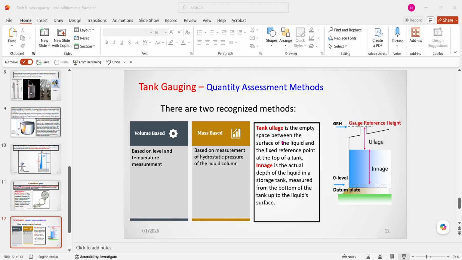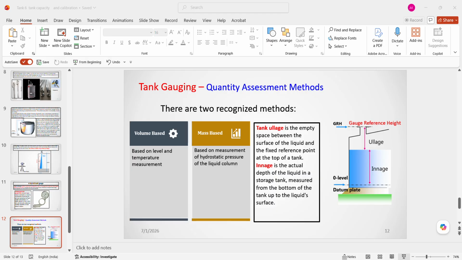Today we are going to discuss a very important topic related to tanks, that is how to measure the tank capacity. You know that if you measure the tank capacity accurately, then you can accurately manage your inventory control and revenue, etc. So knowing the level, how much fluid there is inside the tank, is very important.